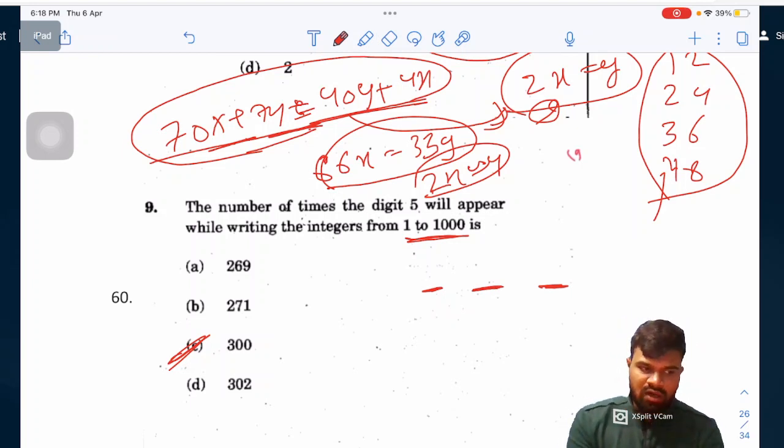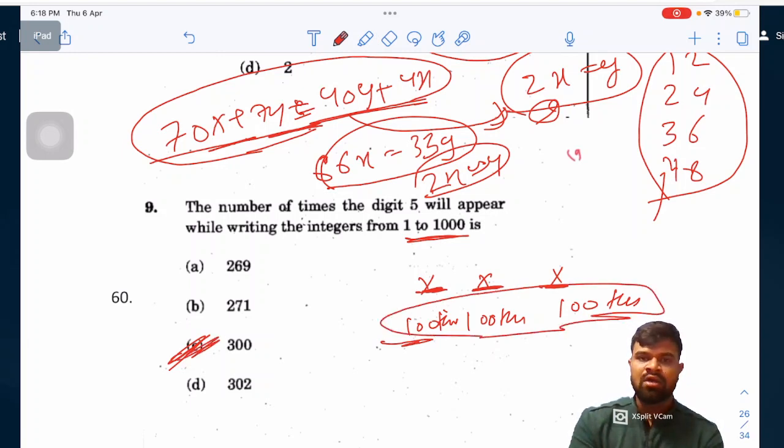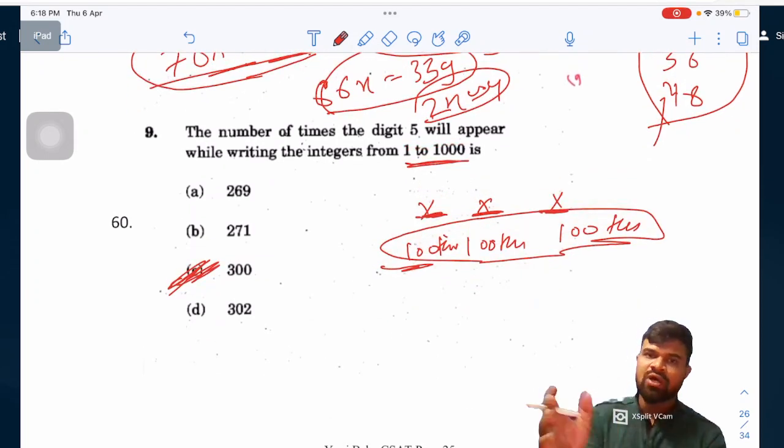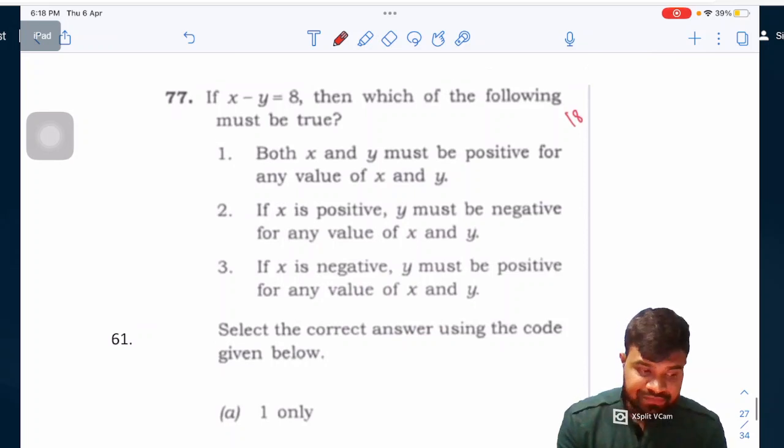See, 5 can take the place of this digit 100 times, this place 100 times, and this place 100 times. So this is how you will do it: 100 plus 100 plus 100, because all the three-digit numbers are asked. There is no catch here. From 1 to 1000, all the numbers are asked, so 5 can take these places 100 times. This is my method, and I want you to do it by the counting method also.